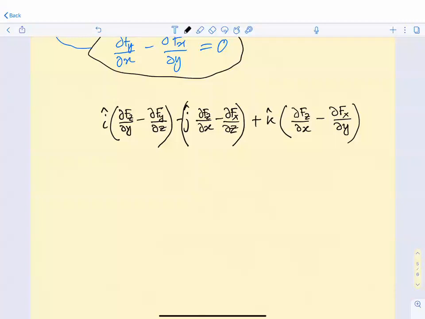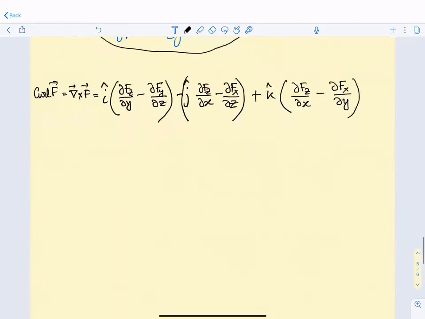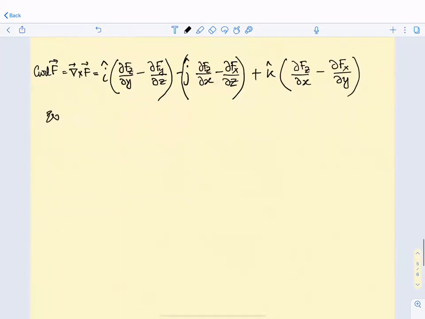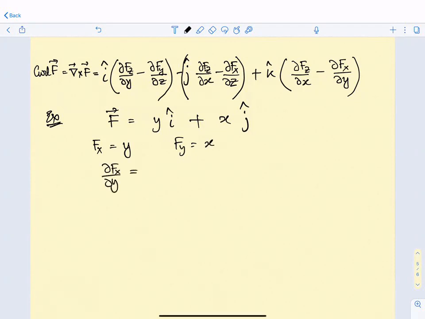So this is curl f, or del operator cross f, and for conservative forces curl f is equal to 0. Now suppose you are given a force like y i cap plus x j cap. By looking at the force, you know it is conservative because fx equal to y and fy equal to x. So therefore del fx del y. Here we need only this term because there is no z component.